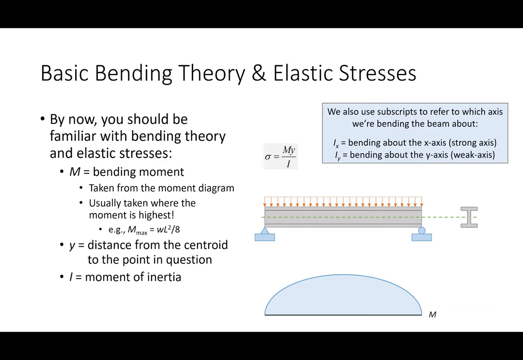And so the fundamental expression for stresses from bending is sigma equals My over I. That should be pretty familiar, right? So the idea is that we take our bending moment, we take the section property, the moment of inertia, and we can determine the stress from how far away we are from the centroid, from the neutral axis of the beam.